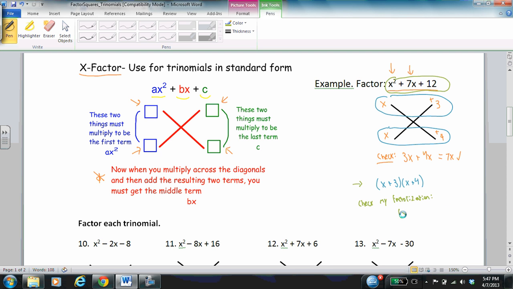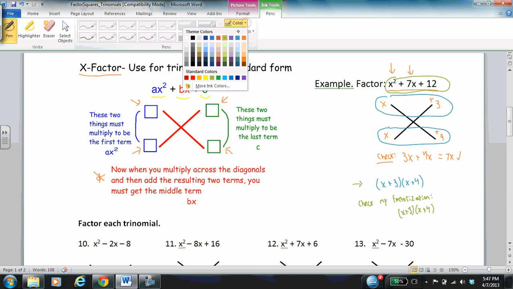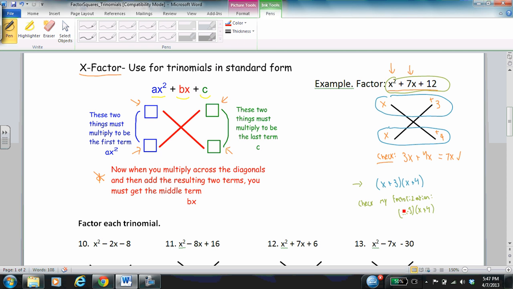So x plus 3 times x plus 4. X times x is x squared. X times 4 is positive 4x. 3 times x is positive 3x. And 3 times 4 is positive 12. So combining like terms, I get x squared plus 7x plus 12.